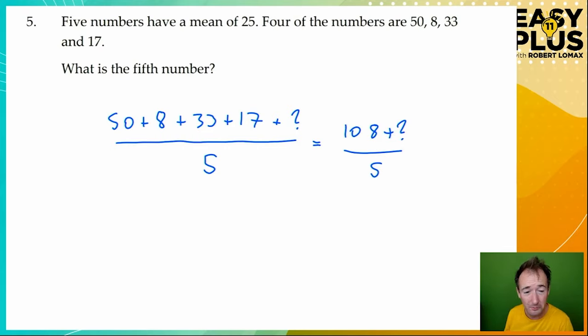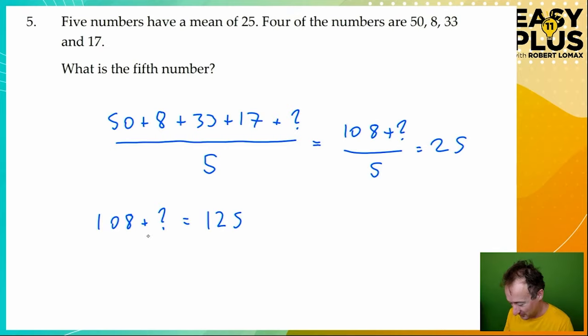And we know that the mean is 25, because the question tells us. Now, you can think about this algebraically, but you can also think about it common sensically. 108 plus something divided by 5 is 25. So 108 plus something not divided by 5 must be 5 times as big, because 125 is 5 times 25. Now from this point onwards, we can apply a bit more common sense algebra. So 108 plus something is 125. So something must be the difference between 125 and 108. And of course, that is 17.